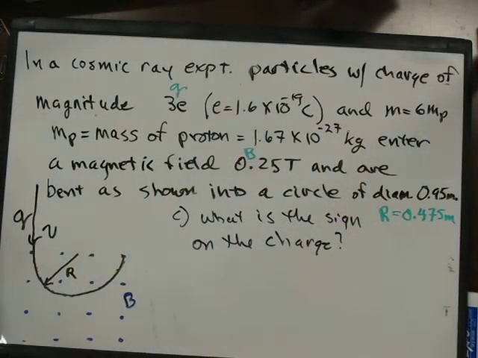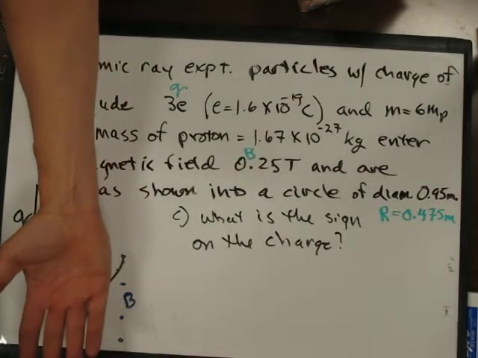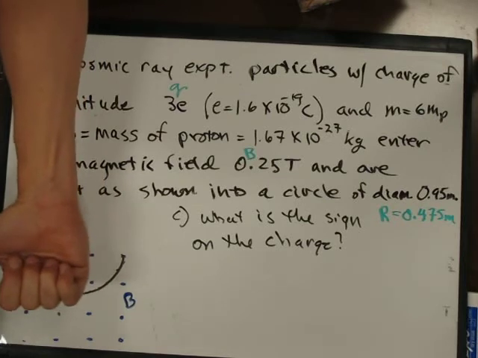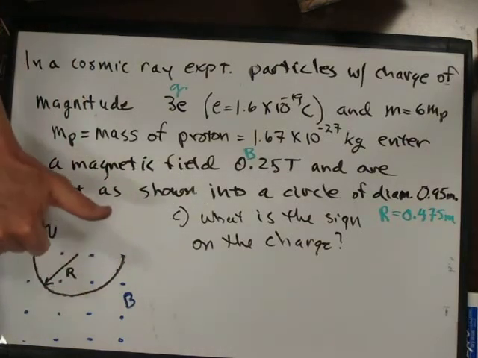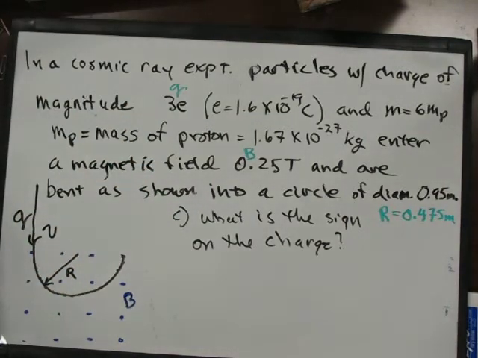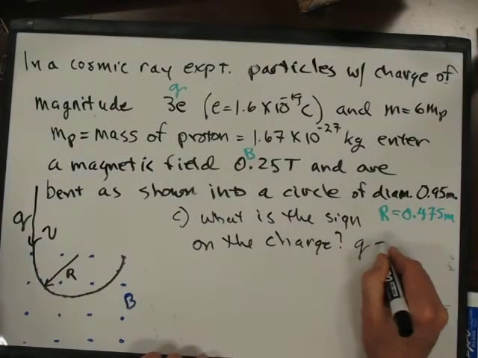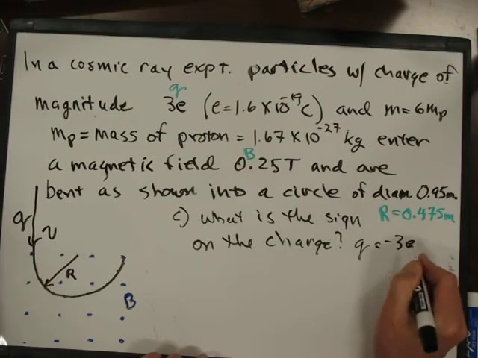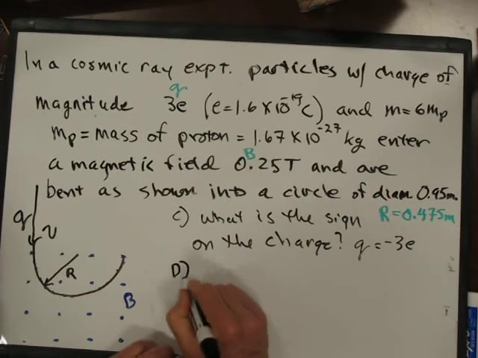If I put my arm along the velocity and curl my fingers towards the magnetic field, I would get it this way for a positive charge. But since the picture tells me it went this way, I know that the force is in this direction, so that means the charge was negative. And so the answer is Q is minus 3e.